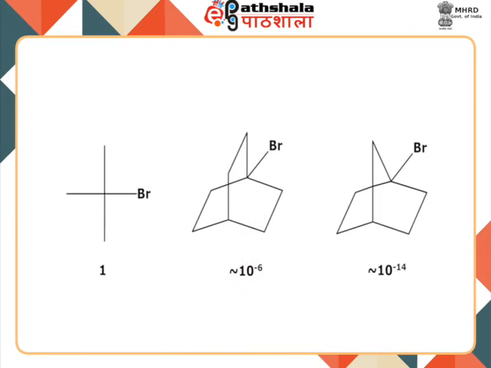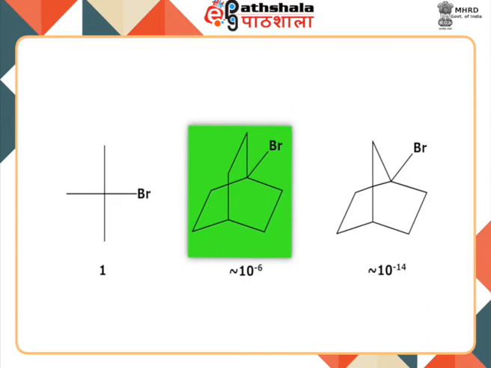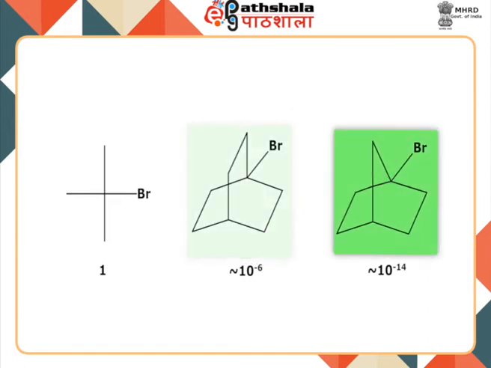The effect of structure on relative reactivity is quite evident when the leaving group, such as a halogen, is placed at the bridgehead of a bicyclic system. The experimentally observed rates of solvolysis for the substrates in 80% aqueous ethanol are as follows. The rate of hydrolysis for tertiary butyl bromide is 1. For the other substrate, it is 10^-6, and for norbornyl bromide, it is 10^-14.